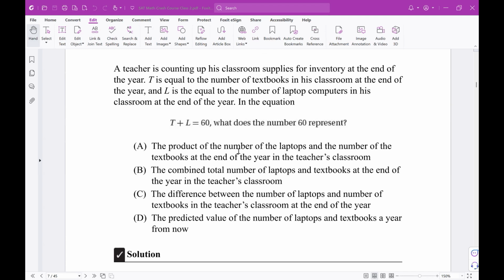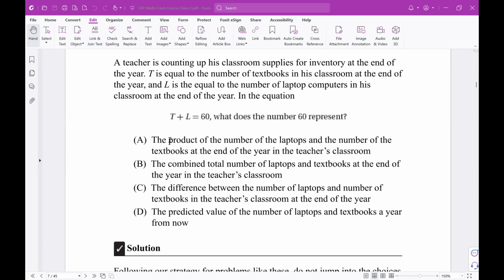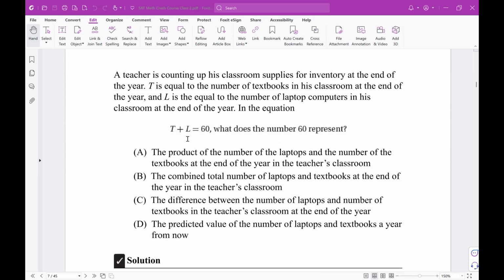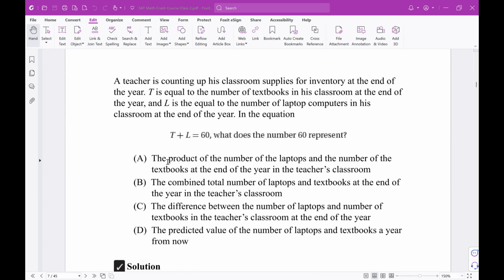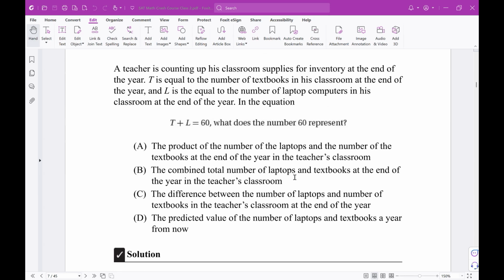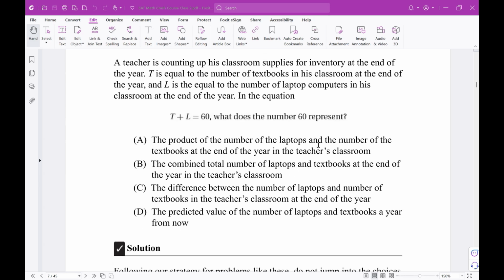The total number of laptops and the number of textbooks at the end of this year in the teacher's classroom. You were just asked to find the interpretation. You just need to give the interpretation for choices A, B, C, and D. The product of the number of laptops and the number of textbooks at the end of this year in the teacher's classroom; the combined total number of laptops and textbooks at the end of the year in the teacher's classroom.